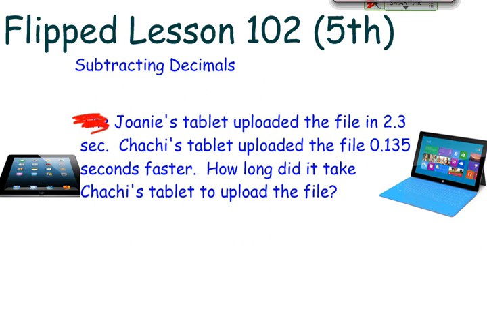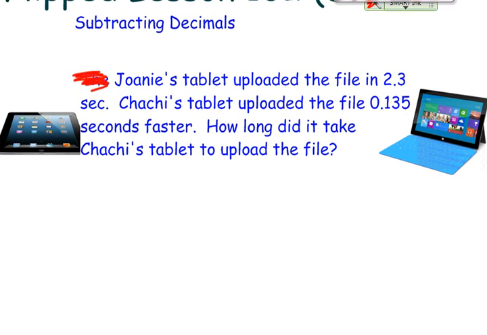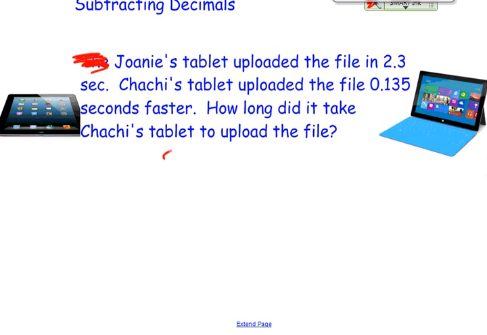Johnny's tablet uploaded the file in 2.3 seconds. Chachi's tablet uploaded the file in 0.135 seconds faster. How long did it take Chachi's tablet to upload the file? All right, so we're going to take this idea, right? We have 2.3 seconds. So I'm going to say 2.3.